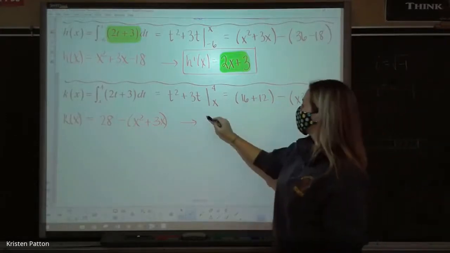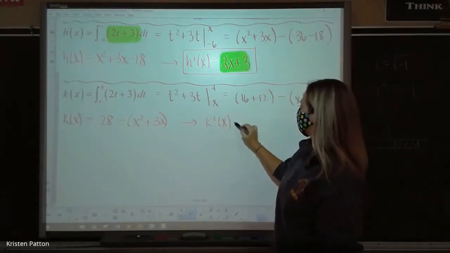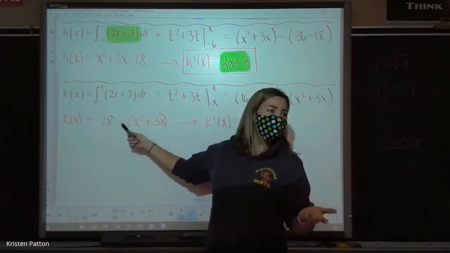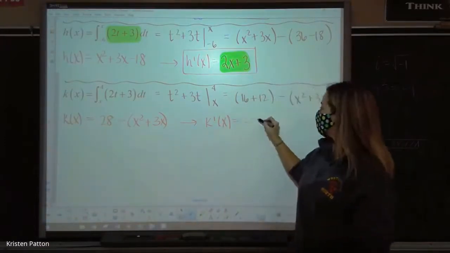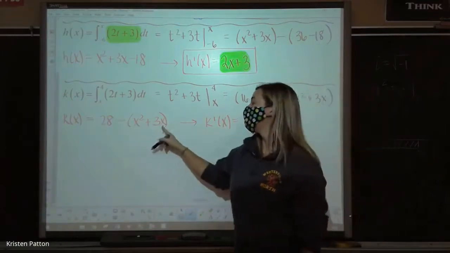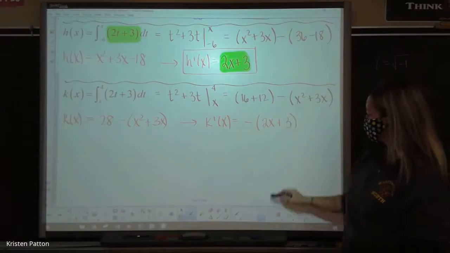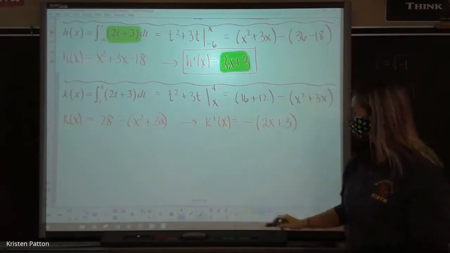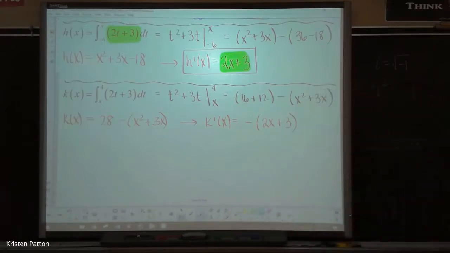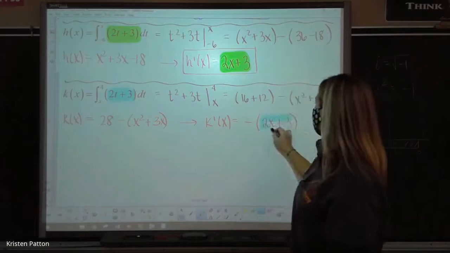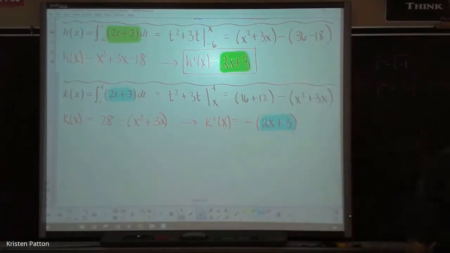All right, well, let's take the derivative. K prime of x equals 28 is gone. The negative stays there, right? It's a constant multiple rule. And the derivative of the inside of that second piece is 2x plus 3. I mean, it's so close, right? 2x plus 3, or 2t plus 3 turned into 2x plus 3. Where'd the negative come from?